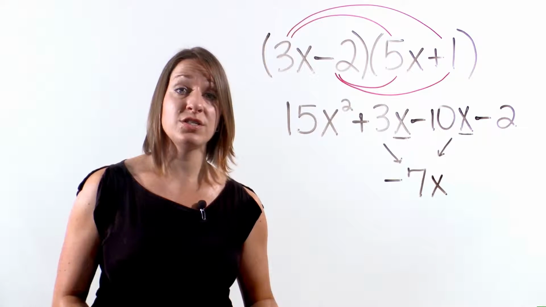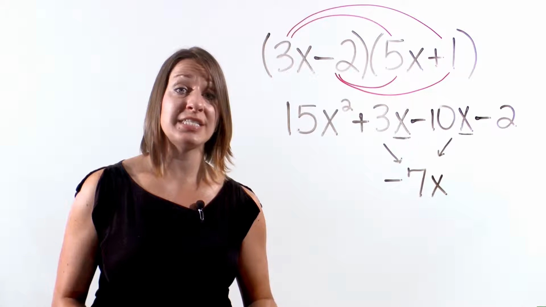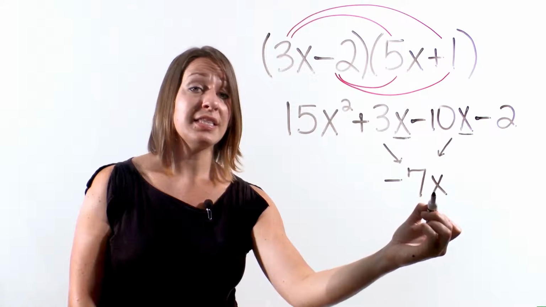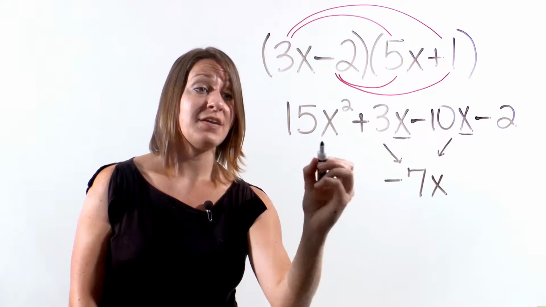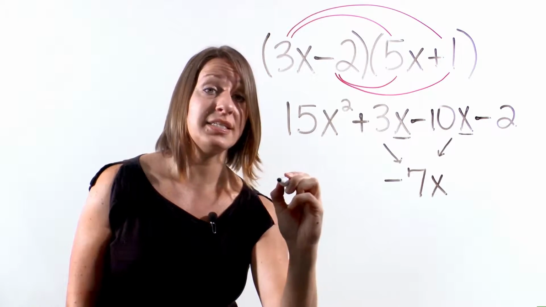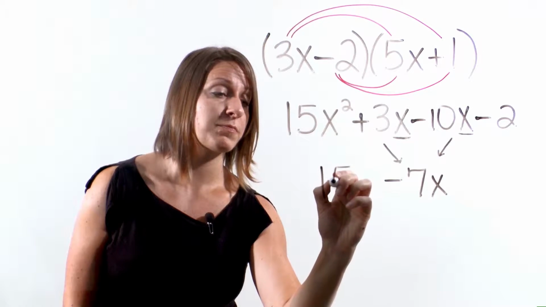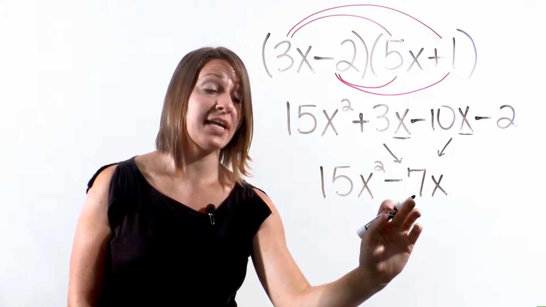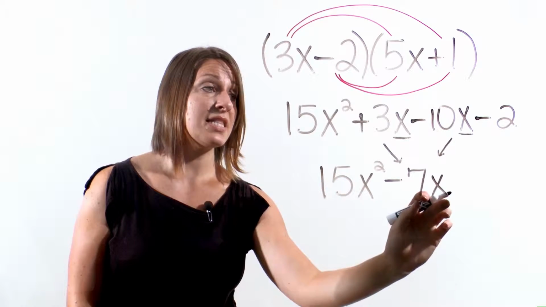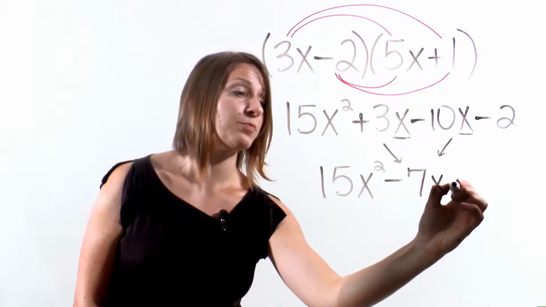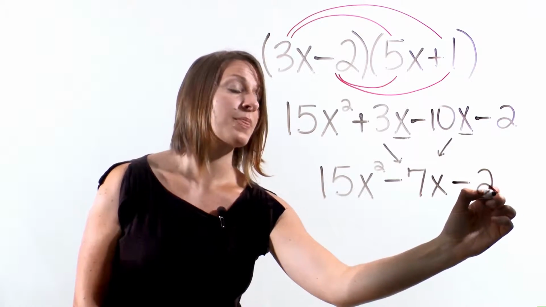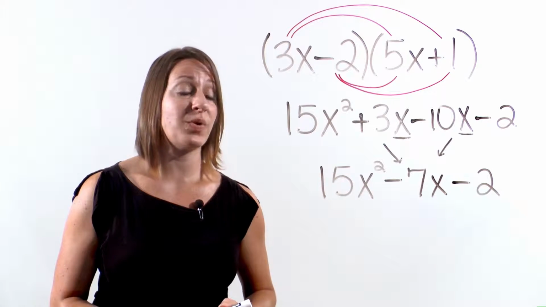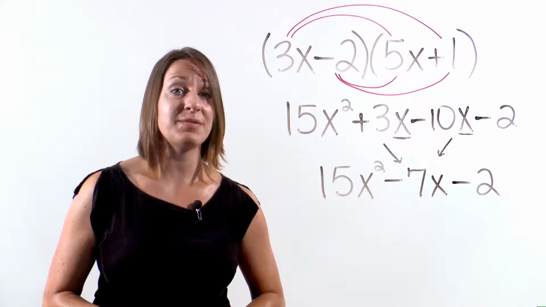The second thing we need to check is we need to make sure our answer is in descending order. An x to the first power is not the highest exponent. 15x squared needs to come first. Then we can put our negative 7x, and then last we can put our minus 2. So the answer to this multiplication problem is 15x squared minus 7x minus 2.